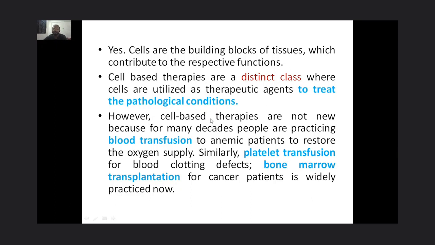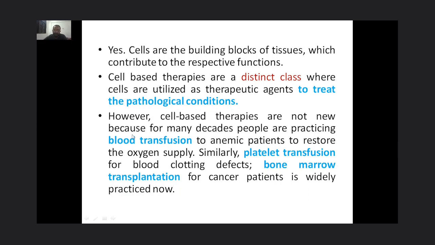However, cell-based therapies are not new, right? Definitely it is not a part of new tissue engineering or that kind of stuff. It has been used very widely from the beginning itself. If you trace back, even in the late 19th century, it has been used. Because for many decades, people have been practicing blood transfusion. Blood transfusion is one example.